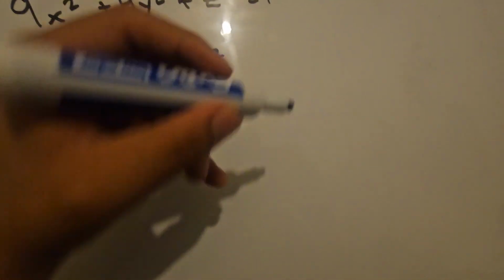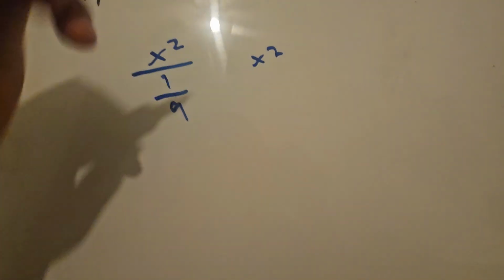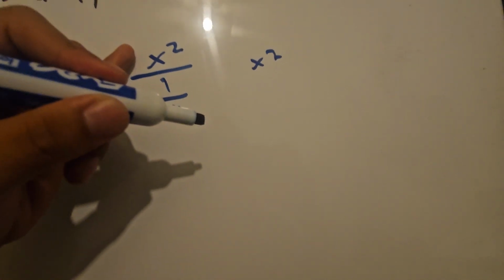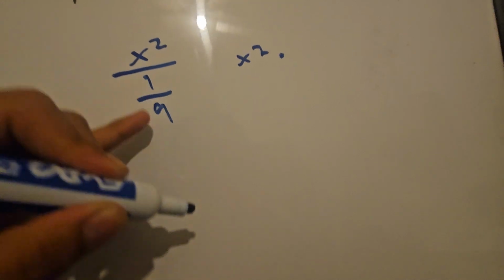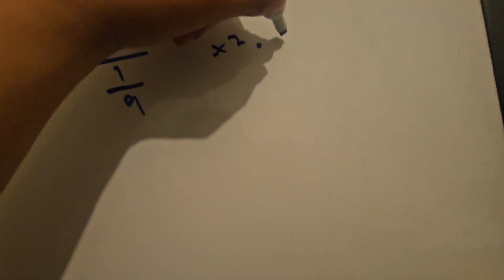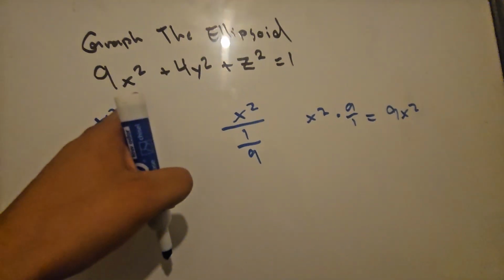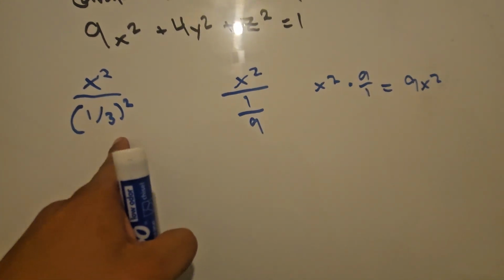So when we divide this, it's x squared. Remember, when we divide fractions, it's keep, change, change. So keep the x squared, change the division to a multiplication, and get the reciprocal of this 1 over 9, so it's just 9 over 1. And this will give you 9x squared. That is why we are dividing it by 1 over 3 squared.